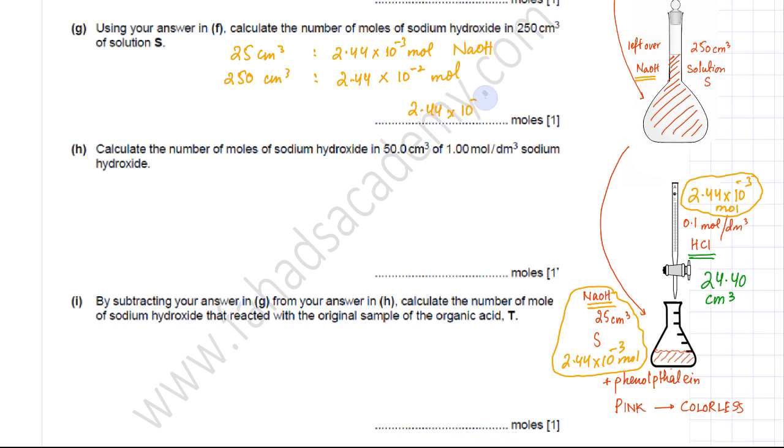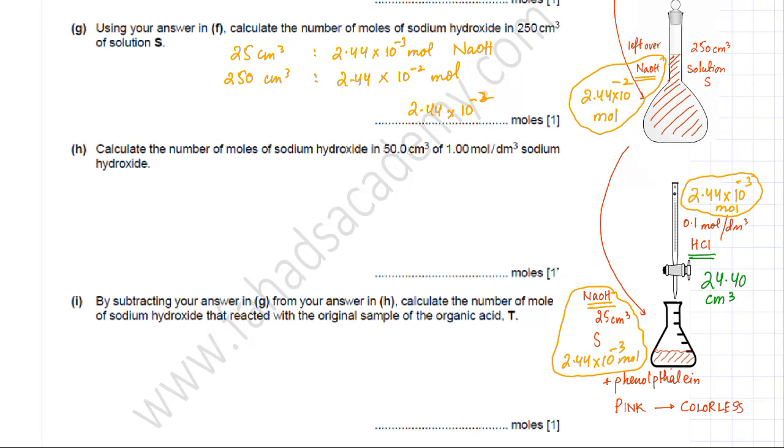So the moles of NaOH would be 10 times that many, because the volume is 25 cm cube over here, and the volume is 250 cm cube. So the volume is 10 times, so the amount of moles is also going to be 10 times. Let's write that down over here as well. The amount of moles of NaOH over here is 2.44 times 10 to the power minus 2 moles. And let's highlight that. So that's the amount of moles of NaOH present in this 250 cm cube flask over here.